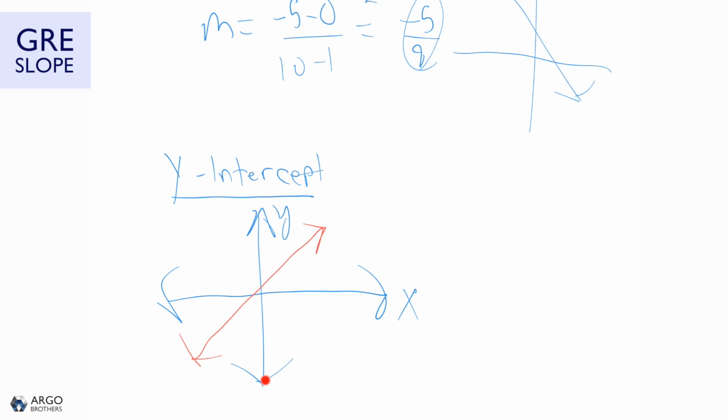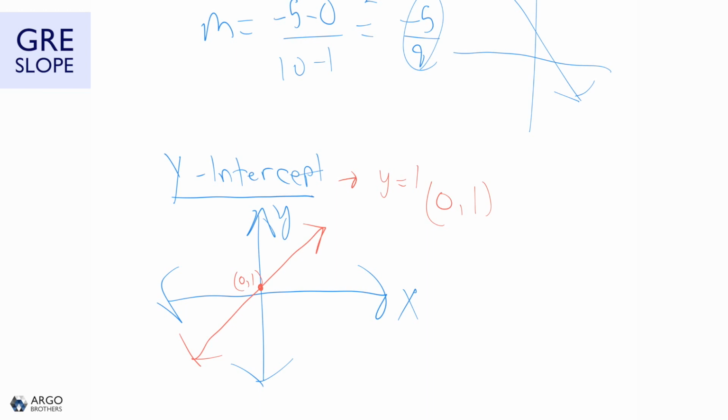Here's the y-axis. Where does this red line hit the y-axis? Right here. So let's make up what that point would be. Let's say that's (0, 1). So that point is (0, 1). So the y-intercept here is y equals 1. You can think of the point as just (0, 1), either way.